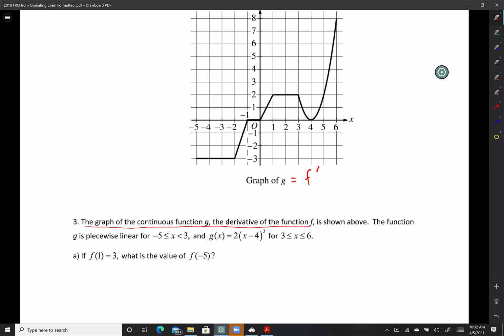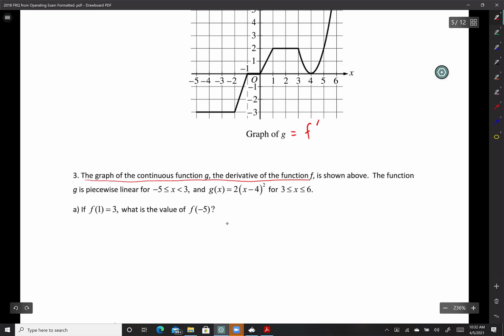The function g is a piecewise linear function between -5 and 3. Okay, I can see that. And g of x is a parabola between 3 and 6. If f of 1 equals 3, what is the value of f of -5?